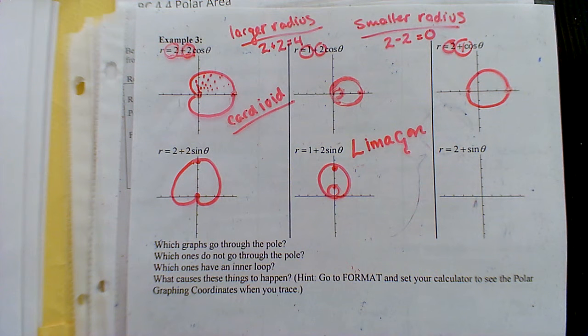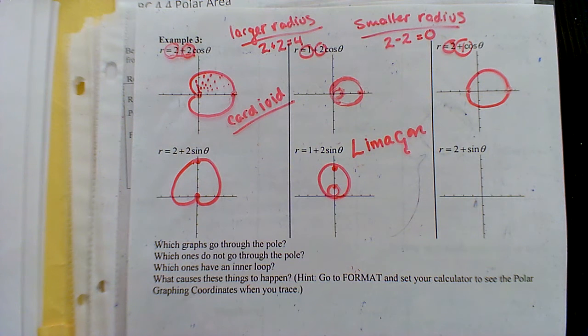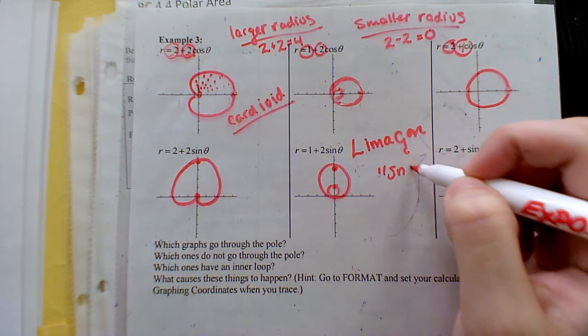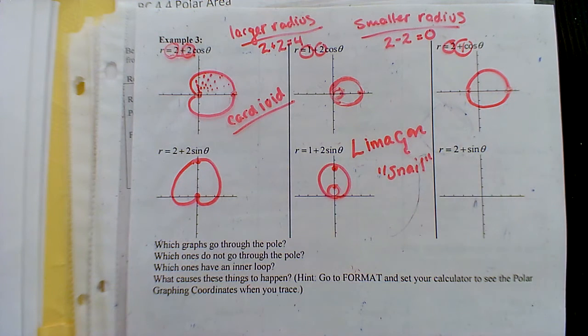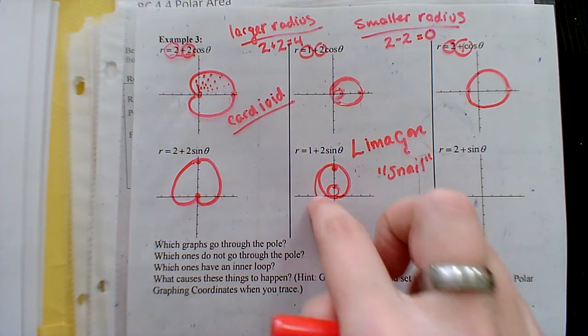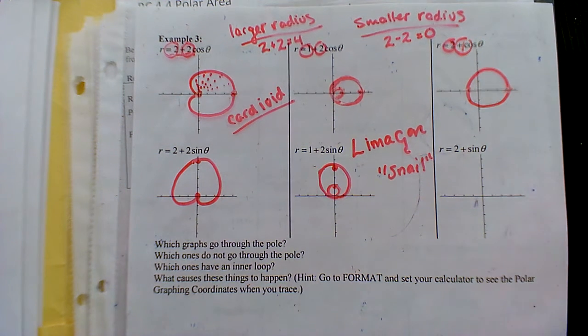Limacon? I don't know. No, that's not it. Do you know what that means in French? No? It means snail. And I guess the reason they call that is because this shape resembles the shell of a snail. So the heart shape is a cardioid, snail shape is limacon, or however you pronounce it.